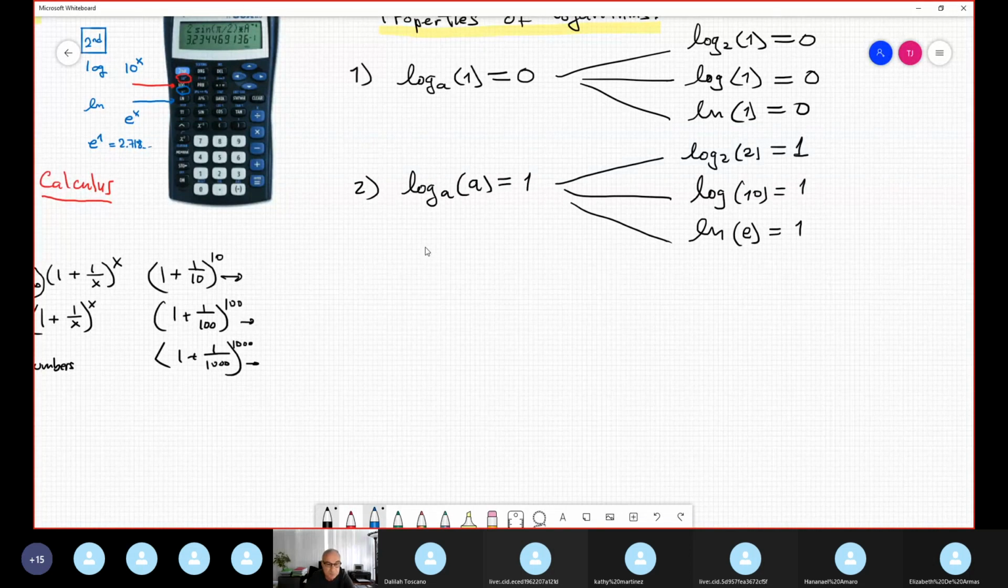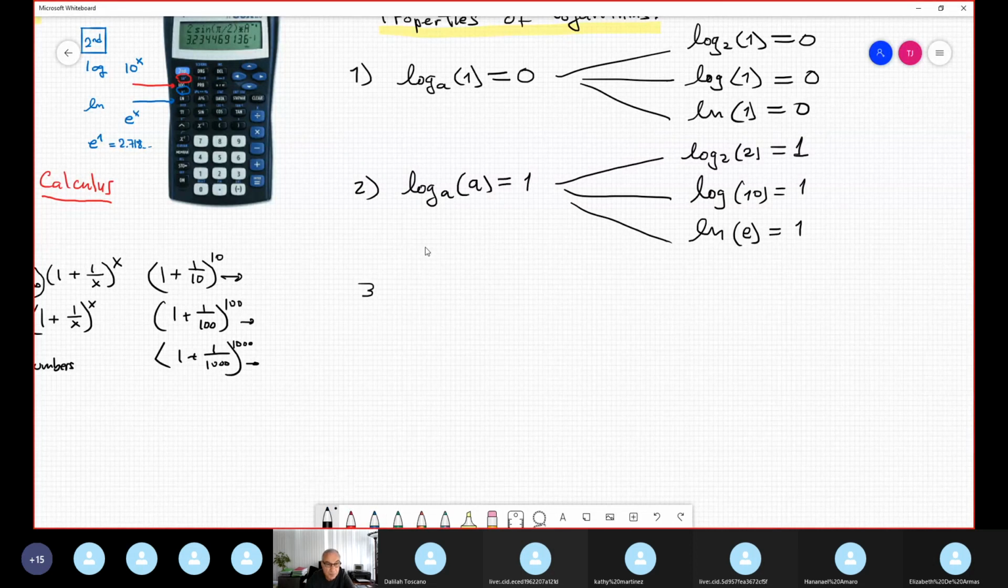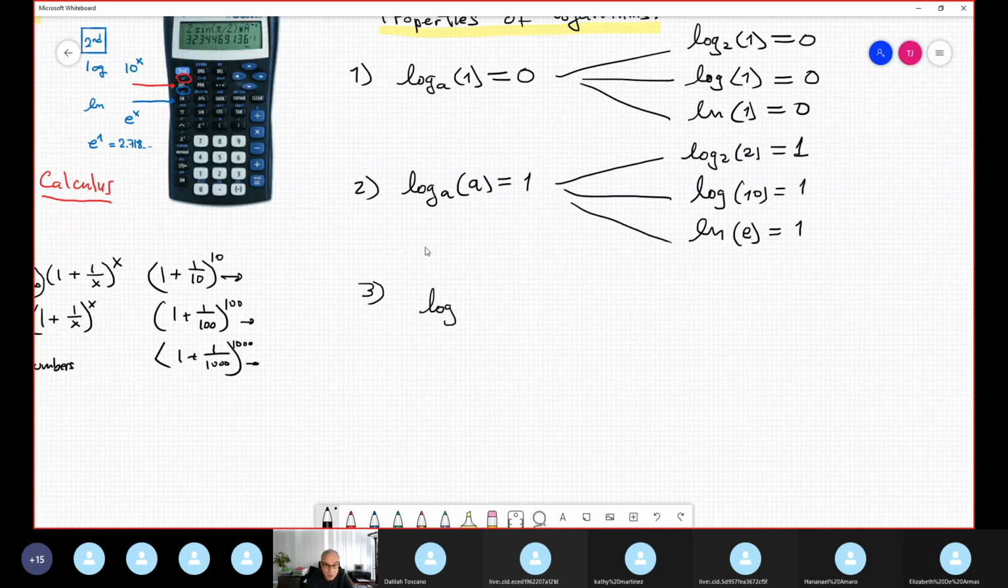The third property, number 3, is when you put together logarithm and exponential. Look, logarithm of any base of the exponential is equal to the identity function. What's the reason? The reason is because logarithmic function and exponential function are inverse functions.